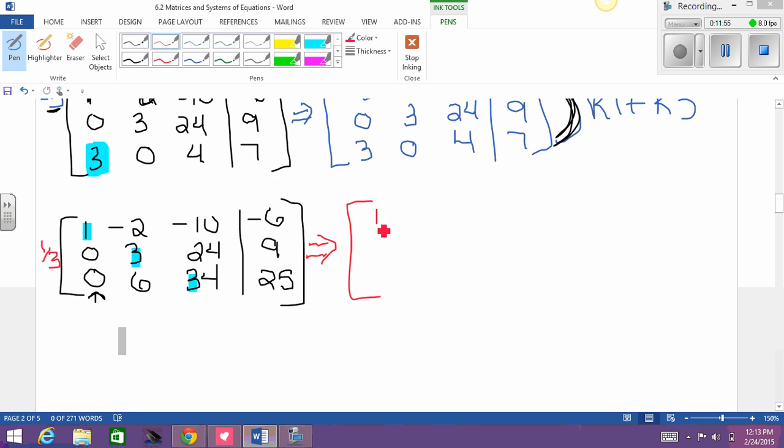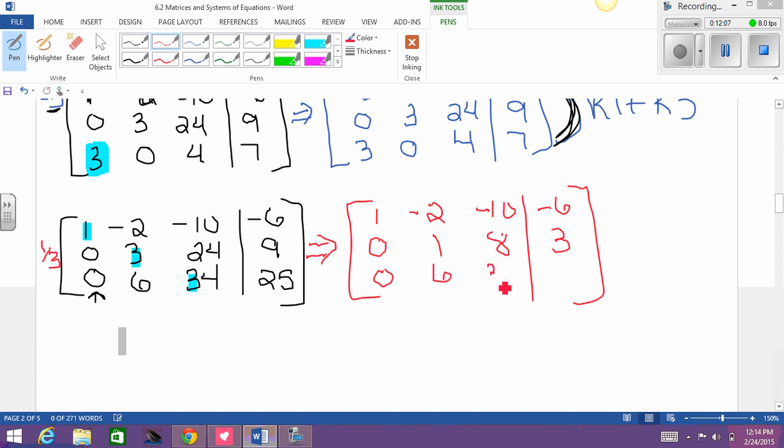Everything else is staying the same. 1, -2, -10, -6. I'm multiplying through by a third. 0, 1, 8, 3, 0, 6, 34, 25. All right, so now we've got 2 1s. Now we have that 6 and that 34 we still have to work with. They got to be a 0 and a 1, so we got to keep moving. Okay? So, we got another 1. Let's talk about how we can use row 2 to fix that 6 for us.